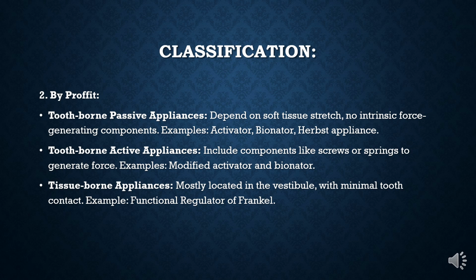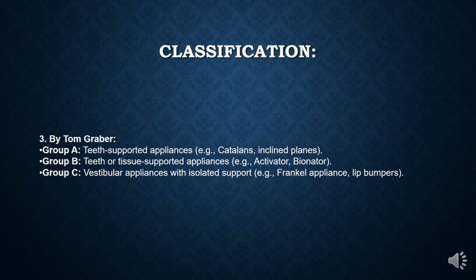Third type is tissue-borne appliances. Tissue-borne appliances are mostly located in the vestibule and have little or no contact with the dentition. Examples of such an appliance include the functional regulator of Frankel. Third classification was given by Tom Graber. He classified it into Group A, which are the teeth-supported appliances. Examples are Catlan's, inclined planes, etc.